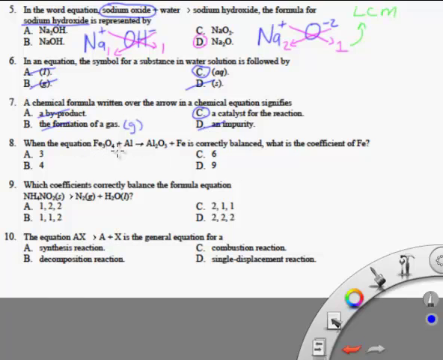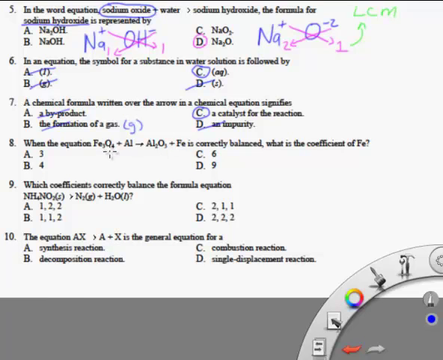When the equation Fe3O4 plus Al yields Al2O3 plus Fe is correctly balanced, what is the coefficient of Fe? For this, we're going to have to balance the entire formula. Let's do it step by step. You could look at iron. Usually I want to look at the first element first and go from there. But in this case, iron is very easy to balance if we look at it first. It'd be 3 irons. You just put a coefficient of 3 out front of this iron.